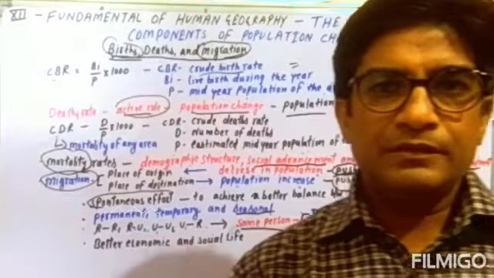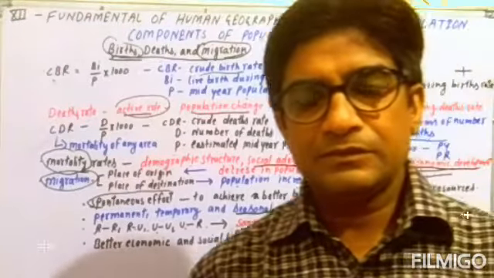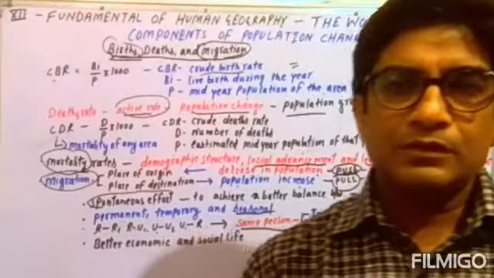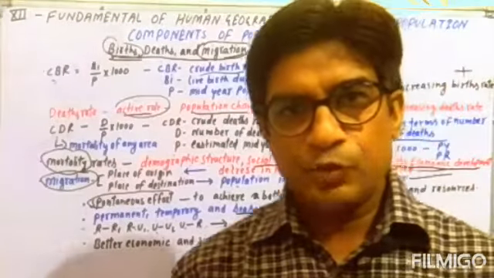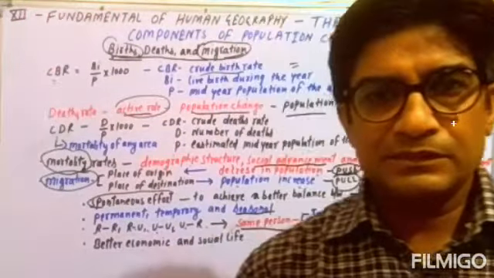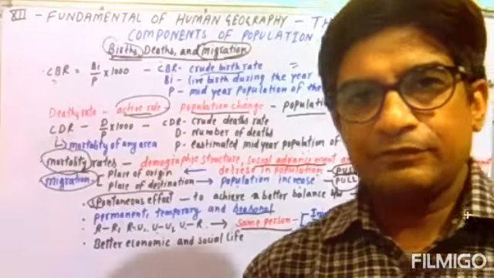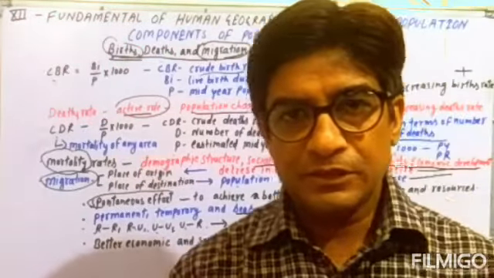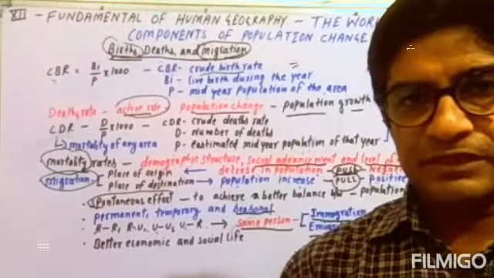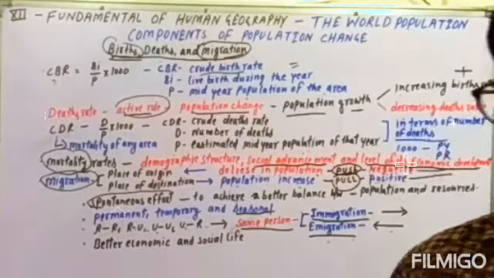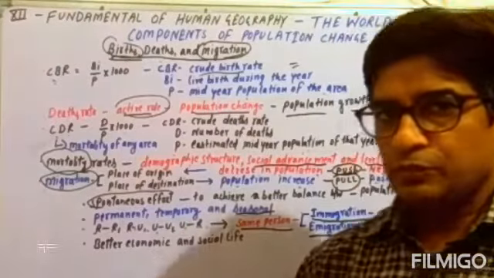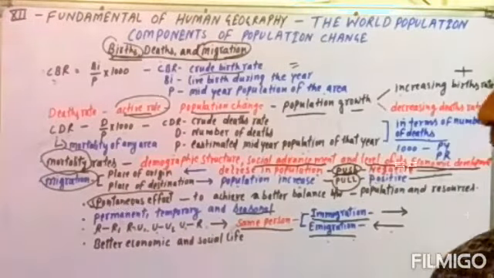As you know very well, and you also studied in the 10th and 9th class, there are three important components of population change. One is birth, second is death, and third, which is very important, is migration. These three components are very important for knowing the population change, and they also play a very important role in affecting the population of any country.